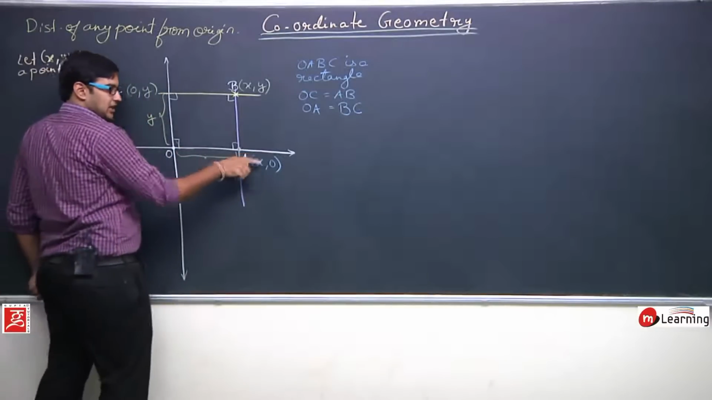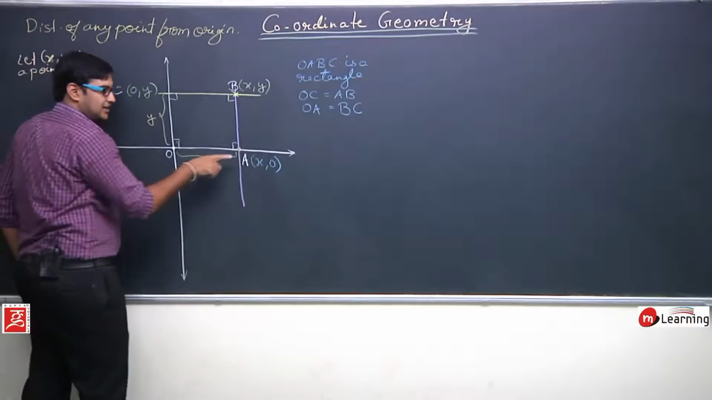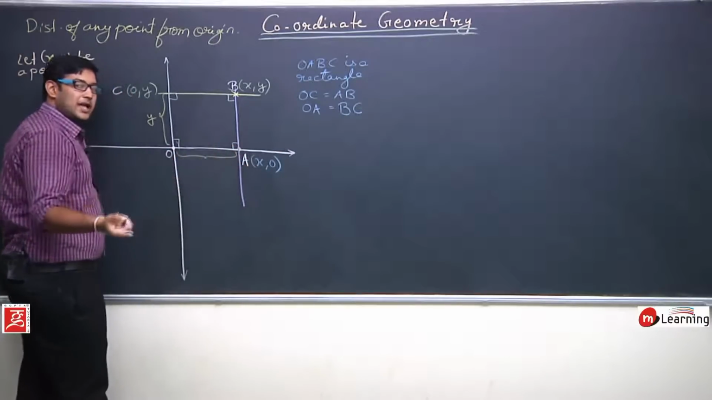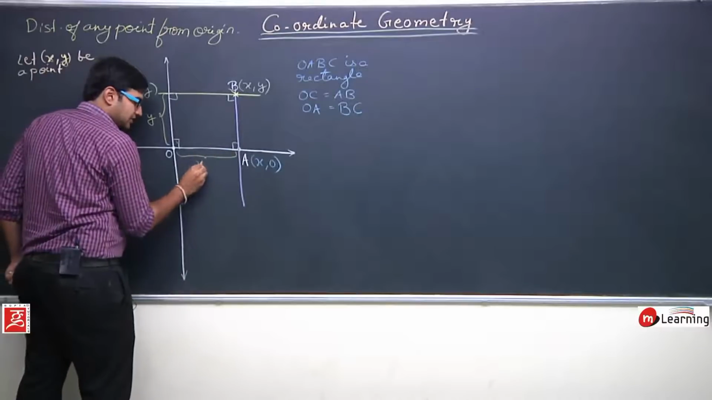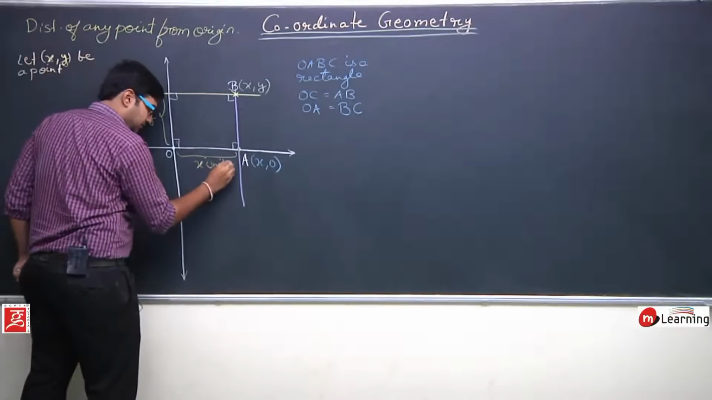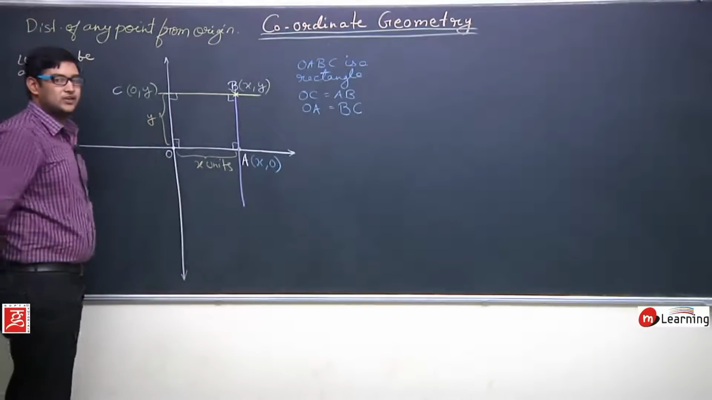You can see that point A lies on the x-axis and its x coordinate is equal to x only. So the length of this line is equal to x units. And the length of this line is y units.